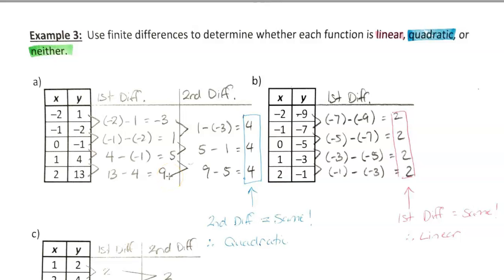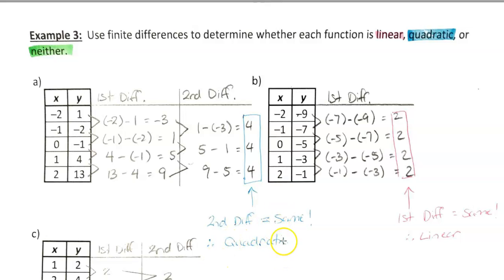So I'll continue and subtract all the first differences in the same manner. Take the bottom number, subtract the top number. So 1 minus -3 is going to be a positive 4. 5 minus 1 is going to be a 4. 9 minus 5 is going to be a 4. If all of your second differences, the second difference column, are the same, then that means you have a quadratic.